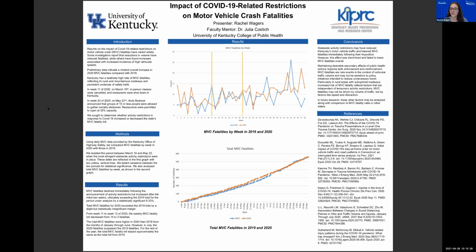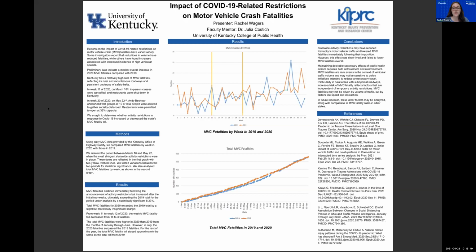So to go ahead and get into my data, in week 11 of 2020, on March 16th, that's when the pandemic really started to affect our lives, especially here in Kentucky. On March 16th, in-person classes were canceled and restaurants were shut down in Kentucky. And this day can be seen on that first graph, the first yellow vertical line. So that's going to be March 16th.